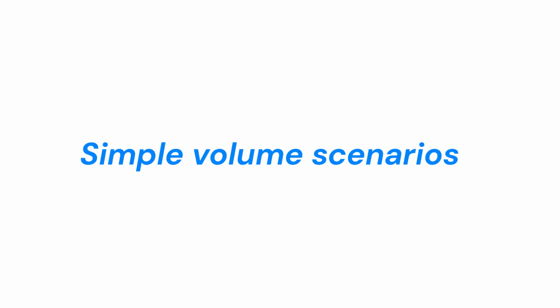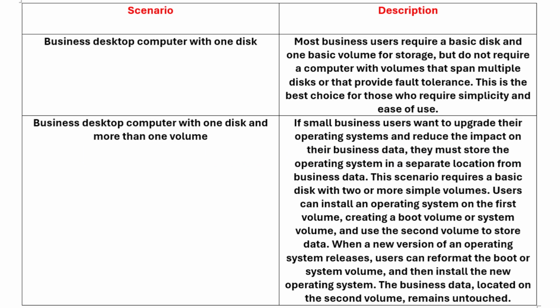Simple volume scenarios. The following table contains example scenarios for disks and volumes. Scenario: business desktop computer with one disk. Most business users require a basic disk and one basic volume for storage, but do not require a computer with volumes that span multiple disks or that provide fault tolerance. This is the best choice for those who require simplicity and ease of use.